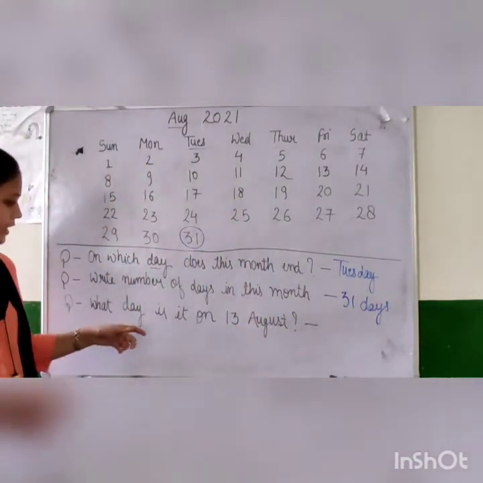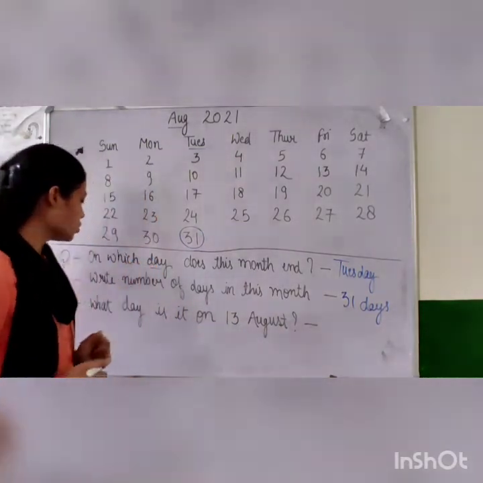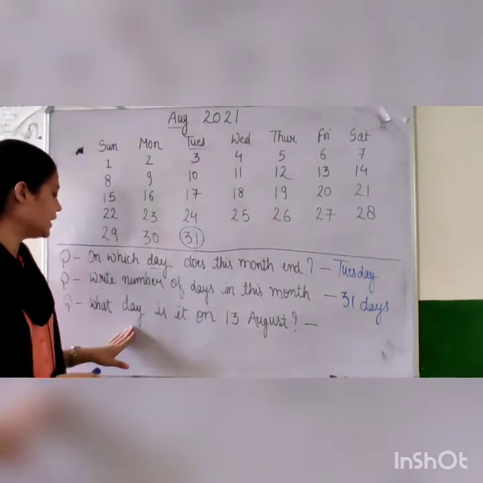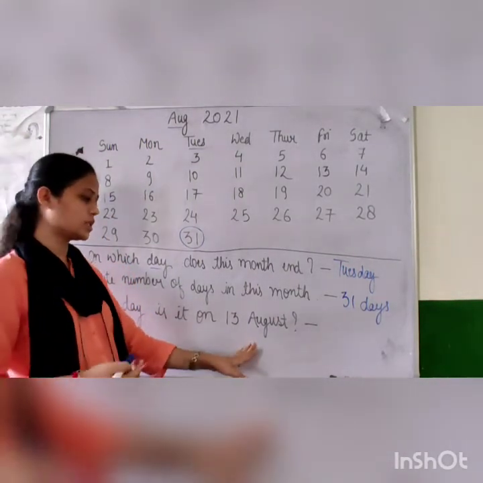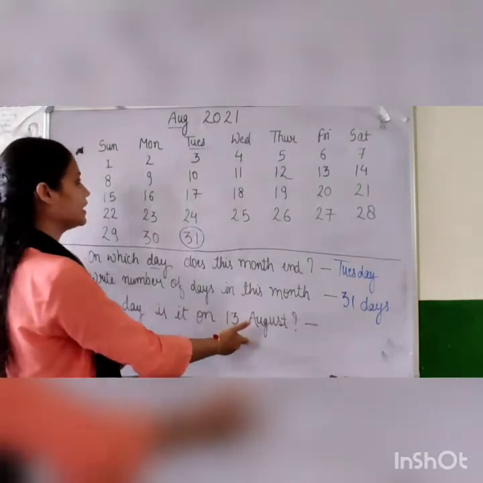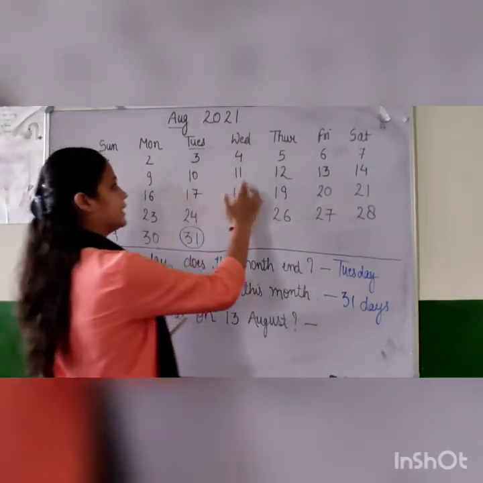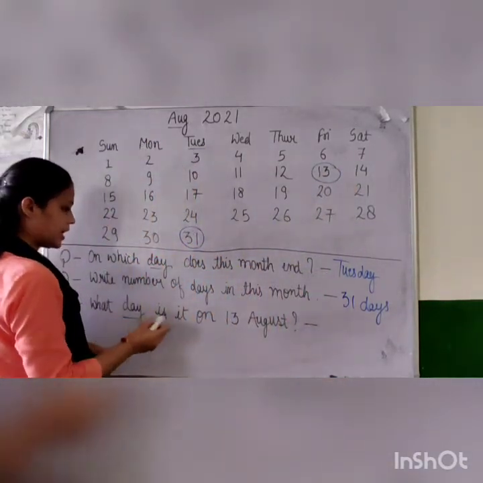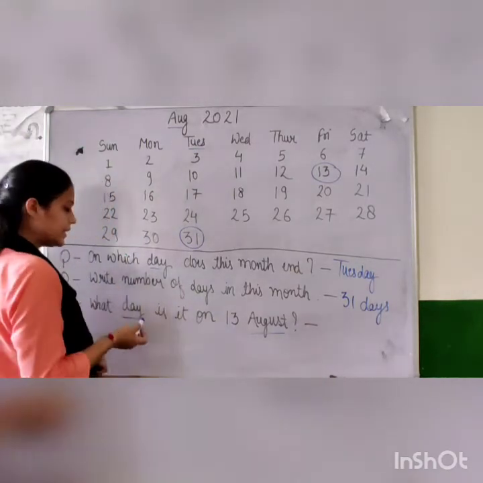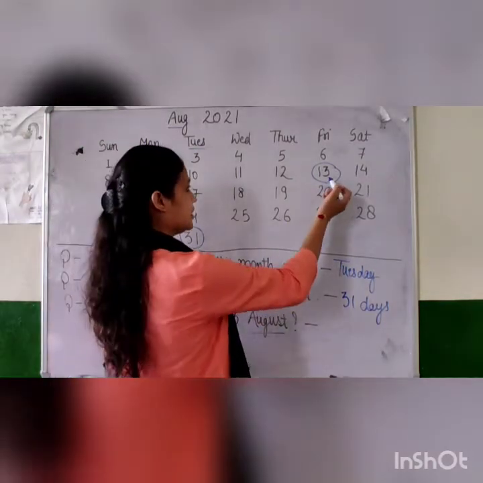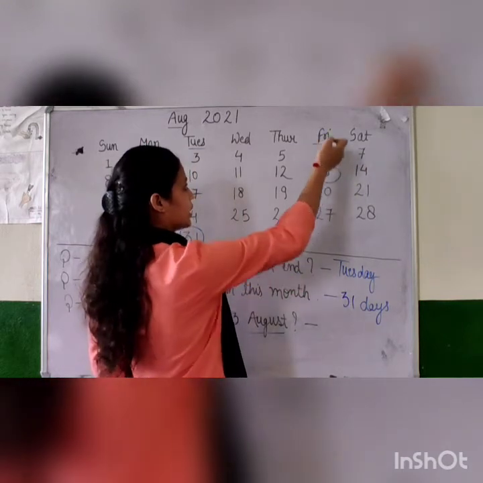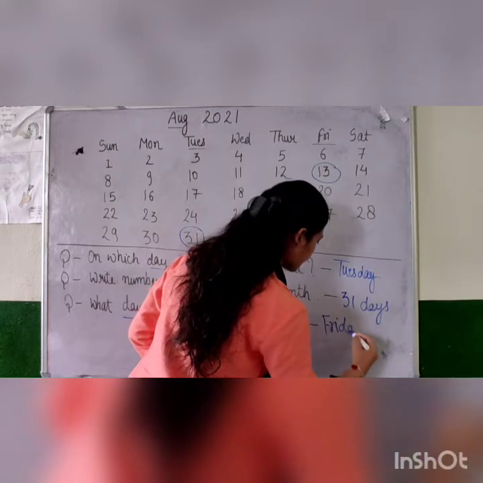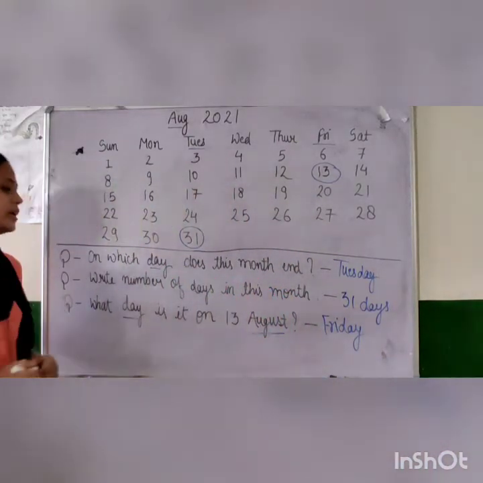Next question is, what day is it on 13th August? The date is given to us, 13th August, and we have to tell which day it was. So let's first find the date 13. So 9, 10, 11, 12, 13. This is your 13. On 13th August it was Friday, so we will write here Friday.